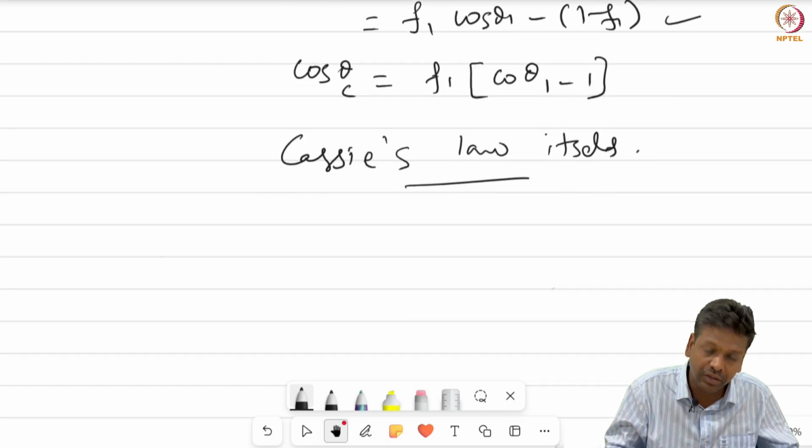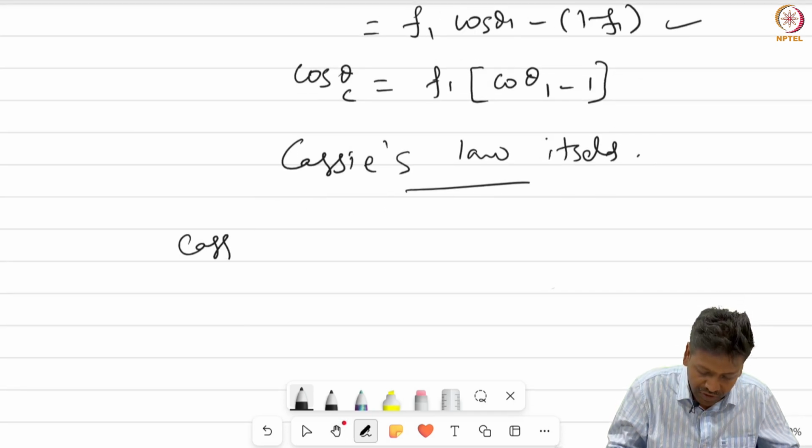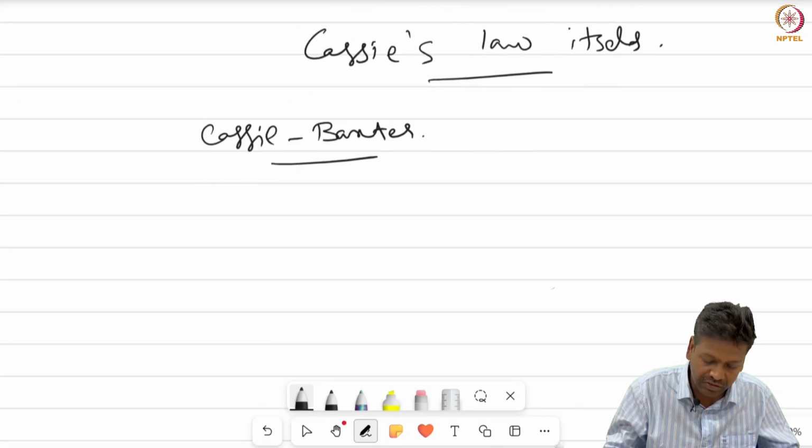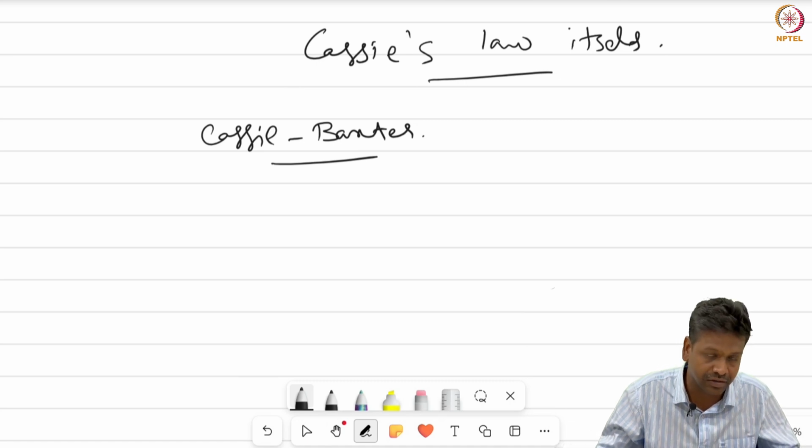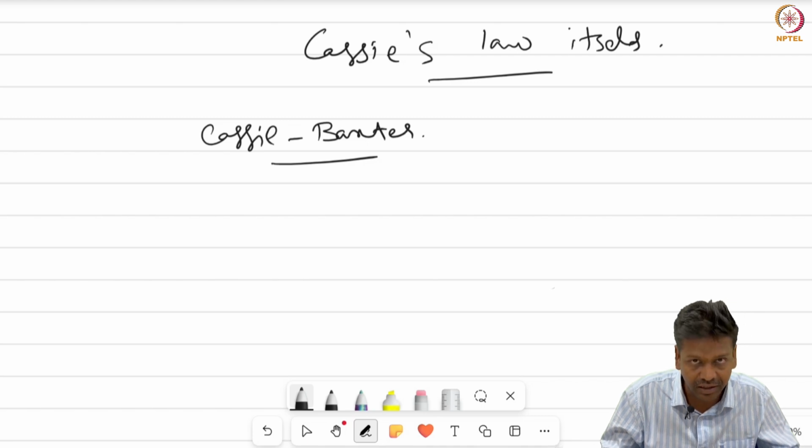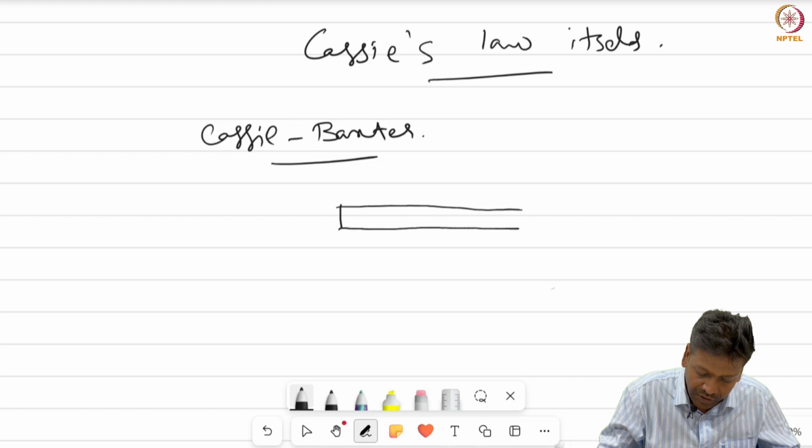Right. Now, what is Cassie-Baxter? That is what we have to look at. What is Cassie-Baxter? This is a modified version of Cassie's law itself. In Cassie-Baxter, what we consider is, instead of considering the air pockets, we consider different types of surfaces. So let's say you have a surface which has different chemical heterogeneity.